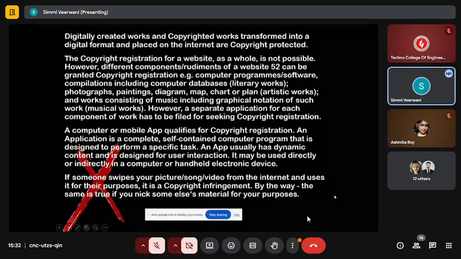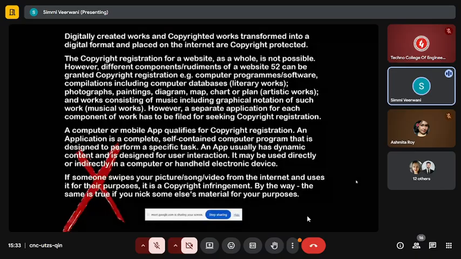Copyright registration for a website as a whole is not possible. So it is important that we set the codes for the registration so that a website can be registered. A computer or a mobile app qualifies for copyright registration. An application is a complete self-contained computer program that is designed to perform a specific task.